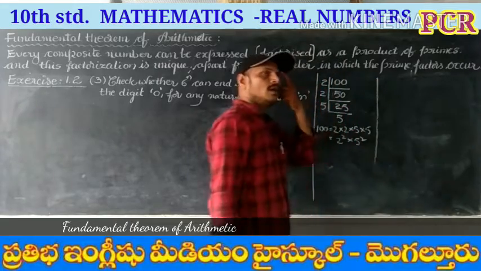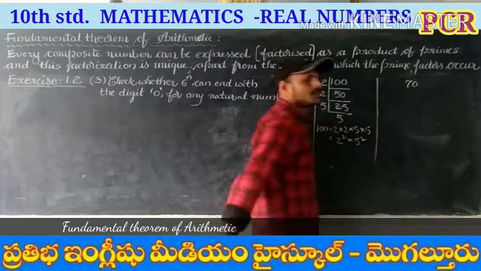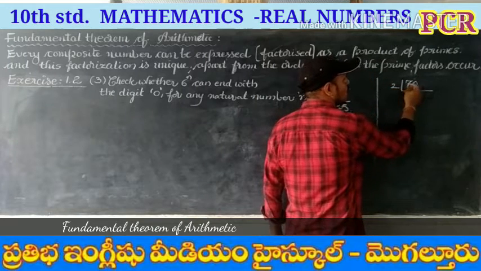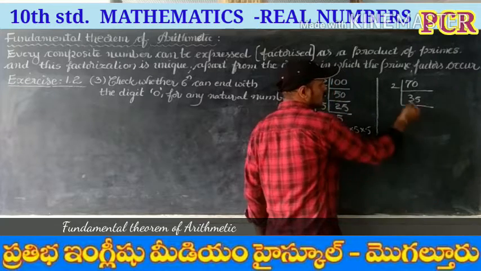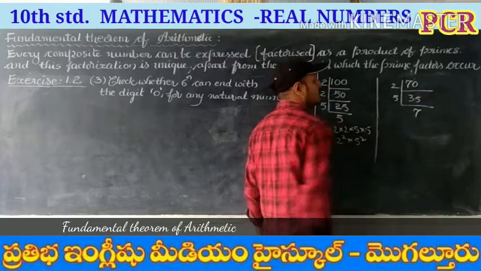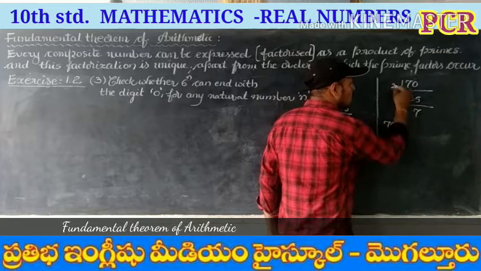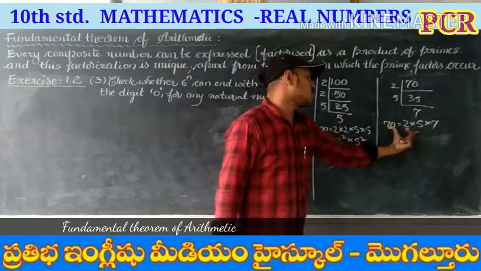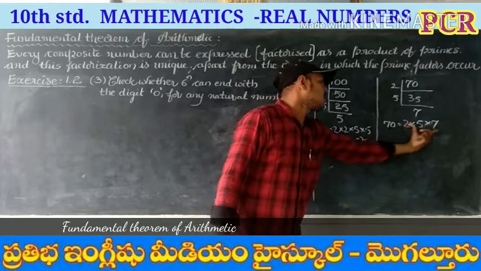Let's take another number, 70. That also ends with 0. Prime factorization of 70: 2, 70 divided by 2 is 35. This 35 is not divisible by 2 and 3, so take 5. 35 divided by 5 is 7. This is a prime number, so no need to go further. So 70 is equal to 2 into 5 into 7. This is the prime factorization of 70.